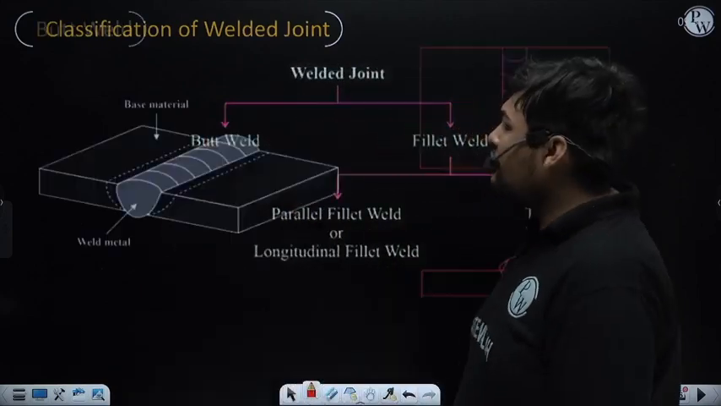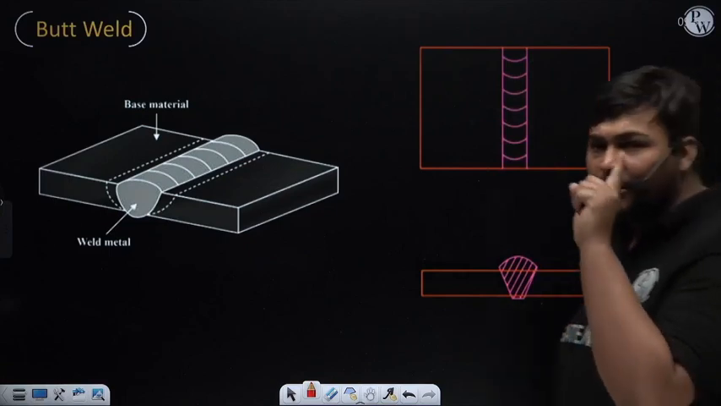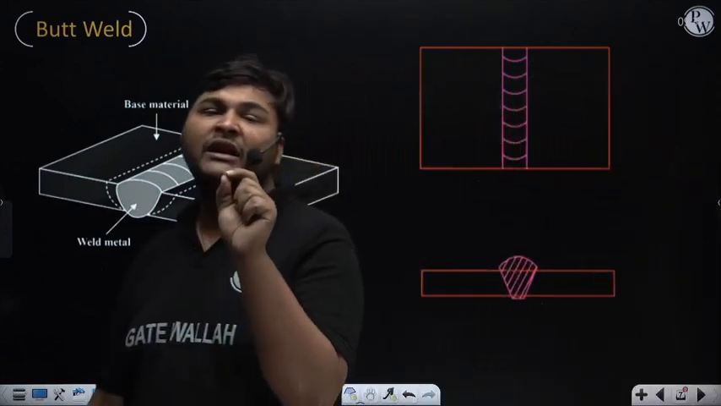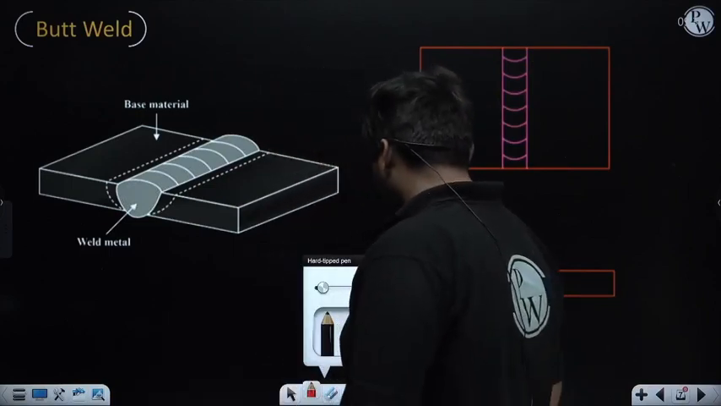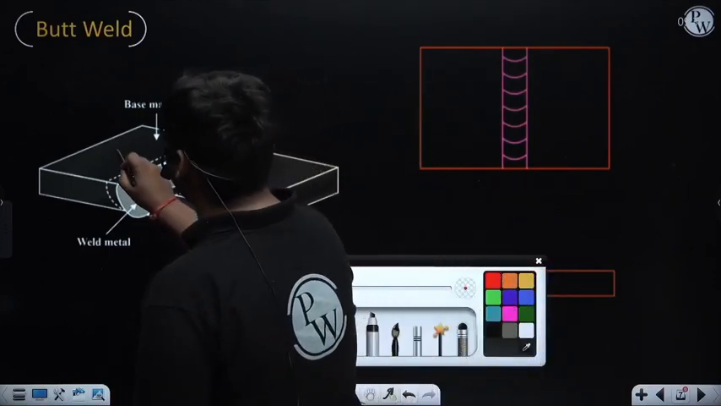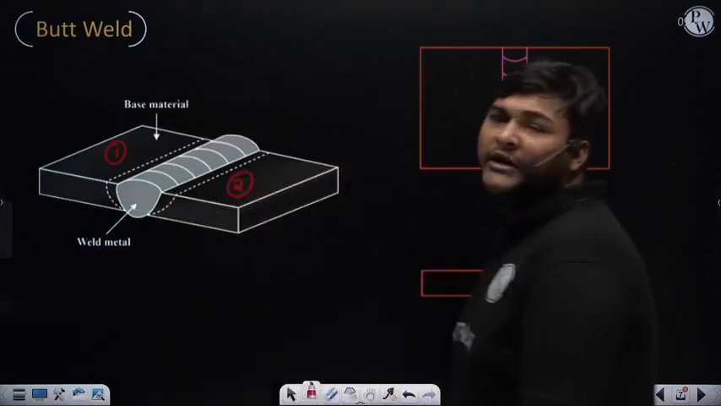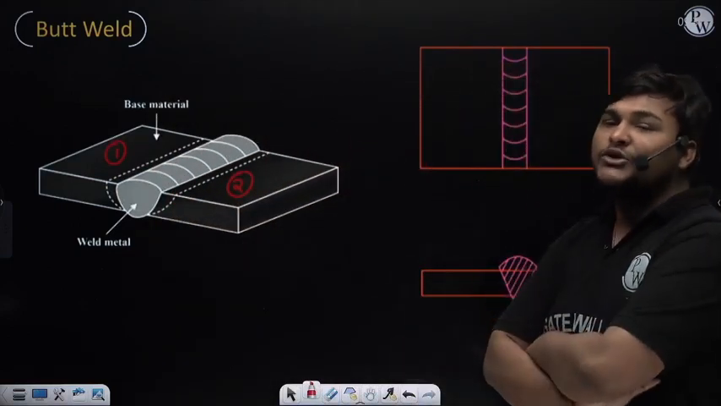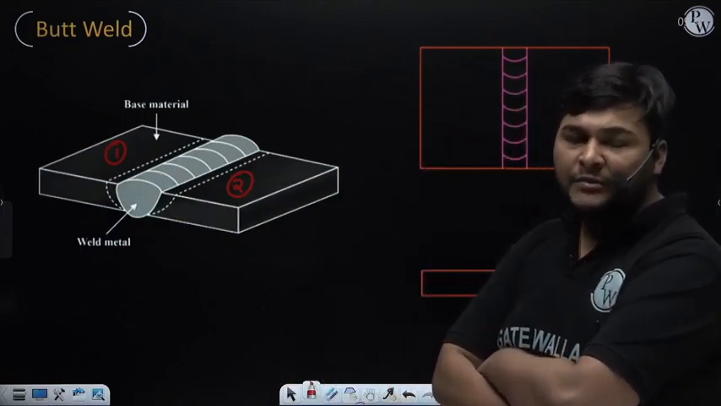Okay, so this is the symmetric diagram of a butt weld. Now in this diagram, if you remember only one key point, you will easily understand what a butt weld is. Here you can see in this diagram, suppose this is plate 1 and this is plate 2, and we have joined plate 1 and 2 through a welded joint. Now this weld joint is nothing but a butt weld. Why is it known as a butt weld?